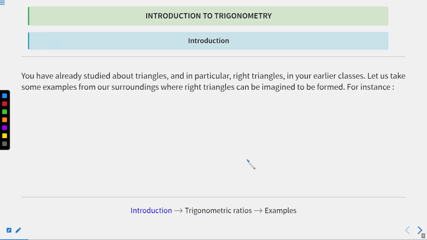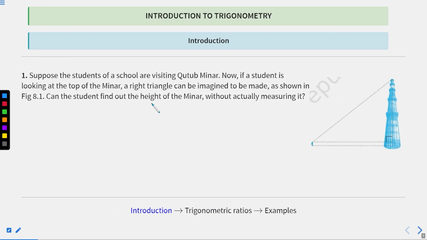So students, you have already studied about triangles and in particular right triangles in your earlier classes. Let us take some examples from our surroundings where right triangles can be imagined to be formed. So here we take some examples, where we observe right triangles.